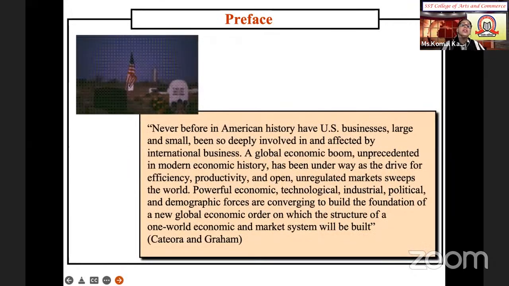Never before in American history have US businesses, large and small, been so deeply involved in and affected by international business. A global economic boom, unprecedented in modern economic history, has been underway as a drive for efficiency, productivity, and open, unregulated markets sweeps the world. Powerful economic, technological, industrial, political, and demographic forces are converging to build the foundation of a new global economic order on which the structure of a one-world economic and market system will be built.